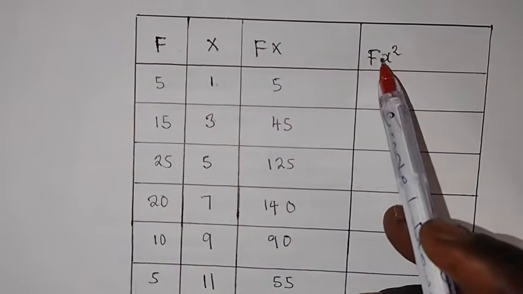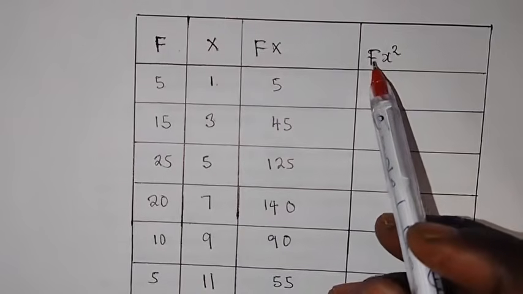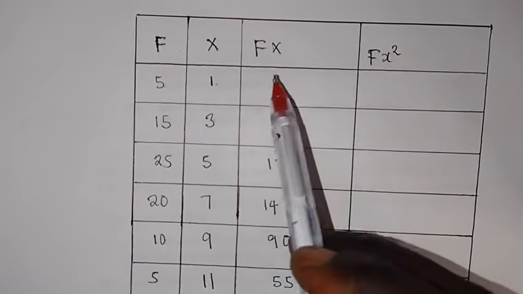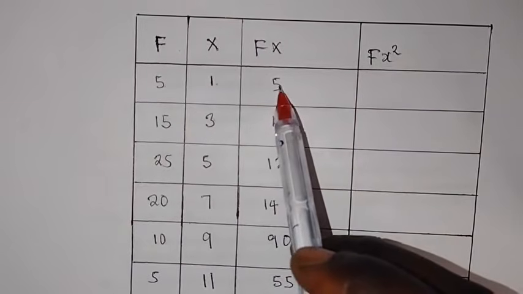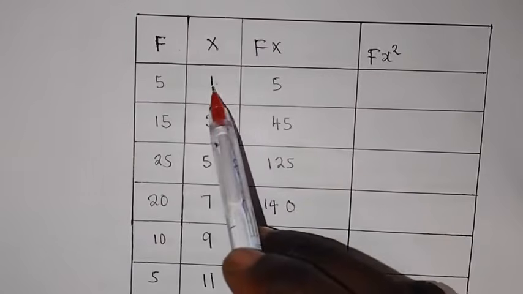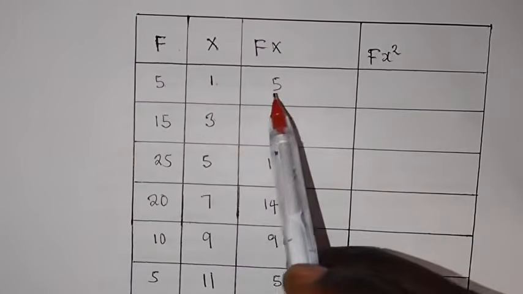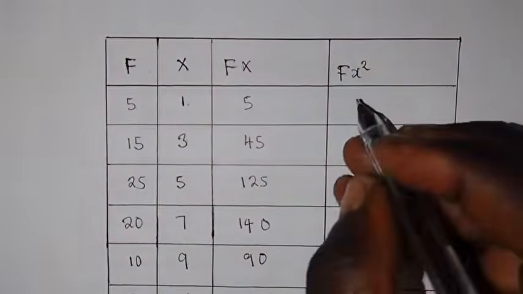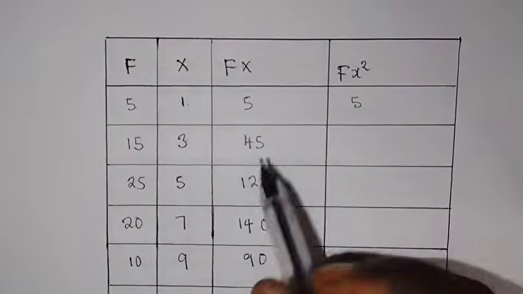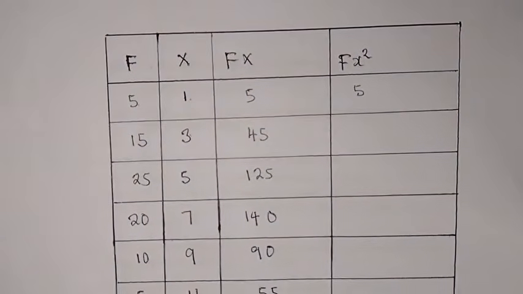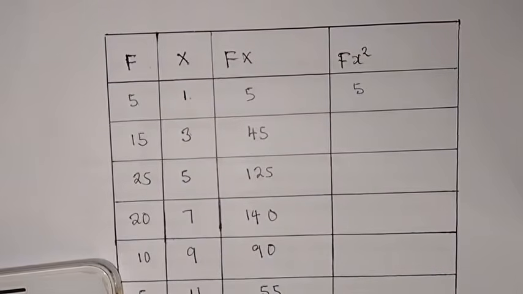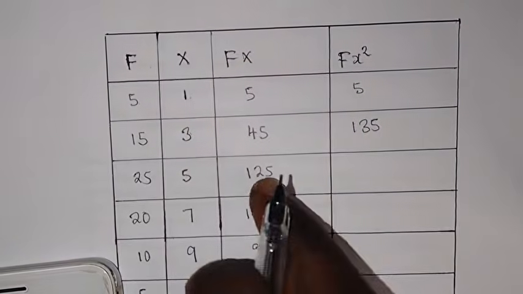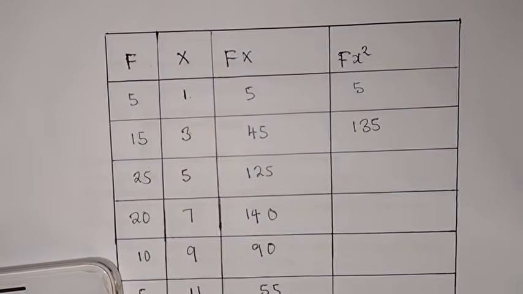Okay, now we come this side. So this side we have fx squared, meaning again f times x, but now the x is squared. We already have fx, so this value that we got, we just have to multiply with the x here, because remember x is squared. So 5 times 1, you'll still get a 5. Again, 45 times 3, you will get a 135 here. Then 125 times 5.